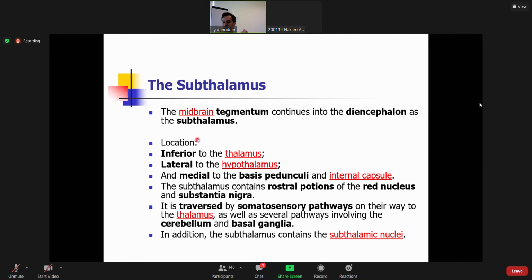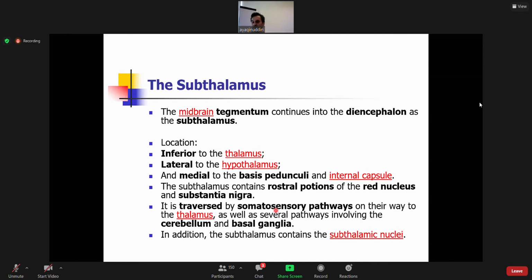So its location is inferior to the thalamus and lateral to the hypothalamus. So it is lower than thalamus and it is lateral to the hypothalamus and it is medial to the internal capsule. It is traversed by the somatosensory pathways which are going to the thalamus and several pathways which are involving the cerebellum and basal ganglia. So if you try to imagine where subthalamus is located, subthalamus is basically an extension of the tegmentum of the midbrain up, and it is lying just below the thalamus, and it is lying lateral to the hypothalamus and medial to the internal capsule.